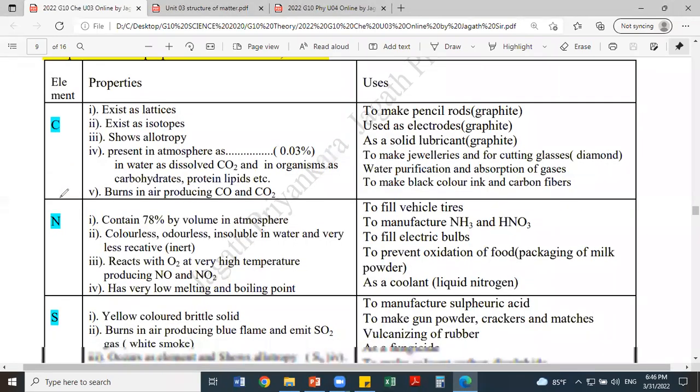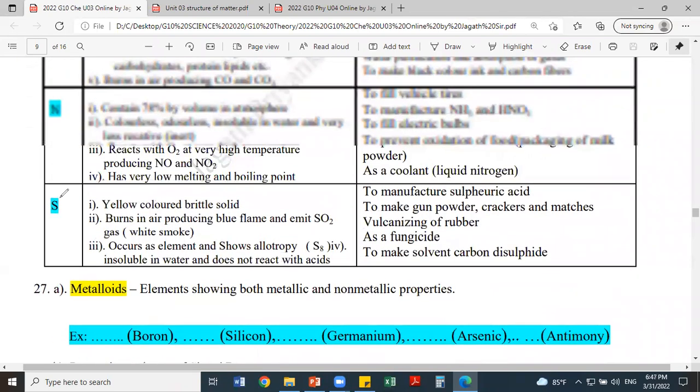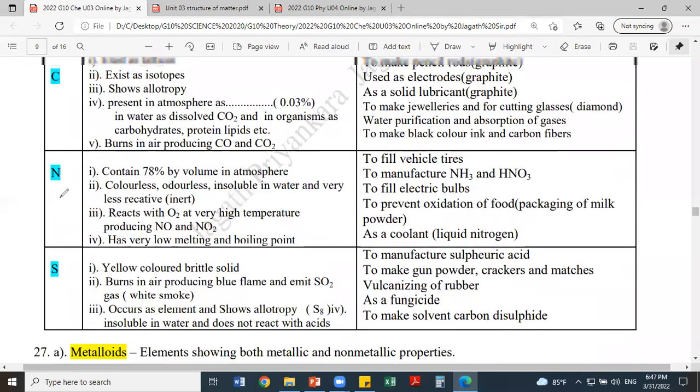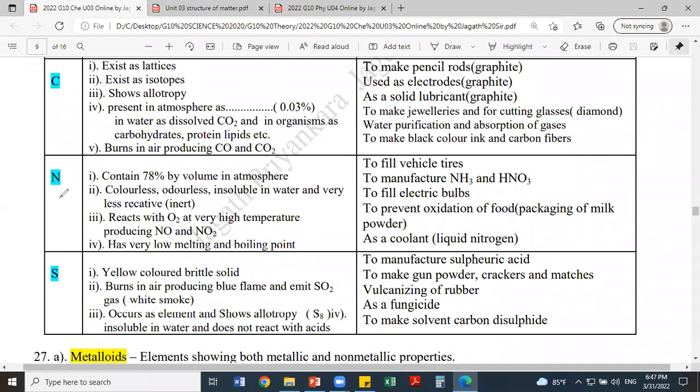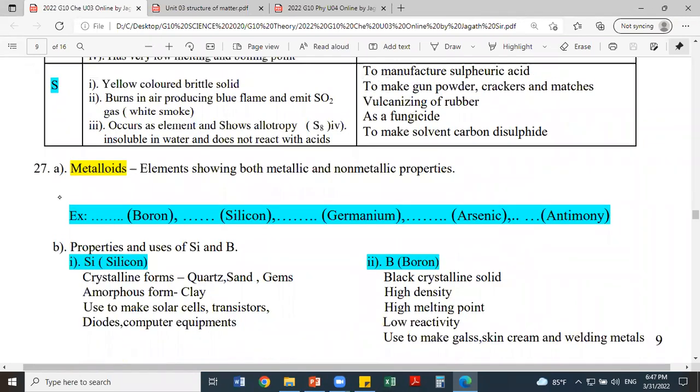Third element, next element, sulfur. There are many nonmetals, but in your syllabus only these 3 nonmetals we are discussing in detail. What are the 3 nonmetals? Carbon, nitrogen and sulfur. Carbon is a solid, nitrogen is a gas and sulfur is a solid. All 3 are nonmetals but with different physical states. So let's see about sulfur. It's a yellow brittle solid. Sulfur is yellow. Nitrogen gas is colorless. Carbon is black.